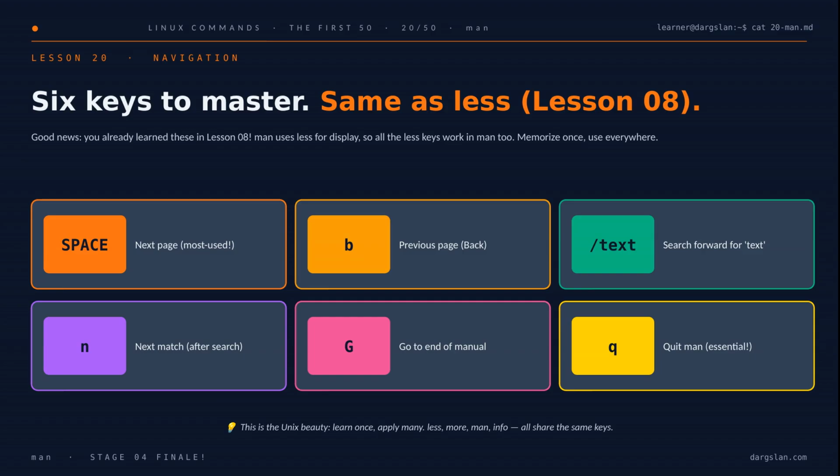And here's where it gets even better. You already know how to navigate man pages. Remember Lesson 08 on less? Same 6 keys, exact same behavior. Space jumps forward, B takes you back, / plus text searches, N hops to the next match, G shoots you to the end, and Q gets you out. That's the Unix philosophy in action. Learn once, apply everywhere. Less, more, man, info. They all speak the same language.